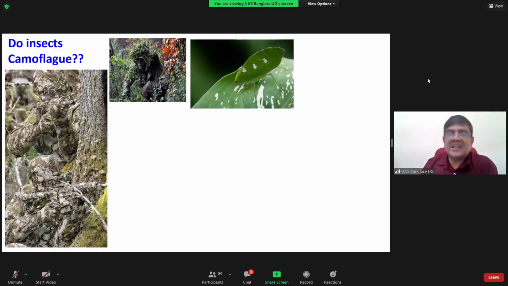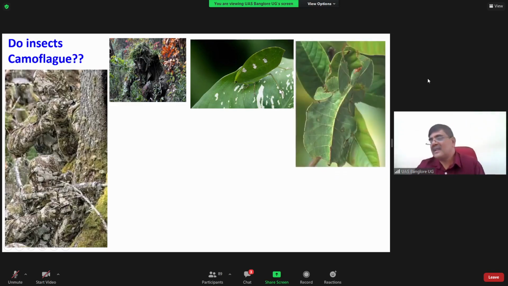Do insects also camouflage? Yes, they do camouflage. For example, this is the grasshopper, where the wing is similar to the leaf. So when you look into the background, you cannot make out that the grasshopper is present on the leaf.